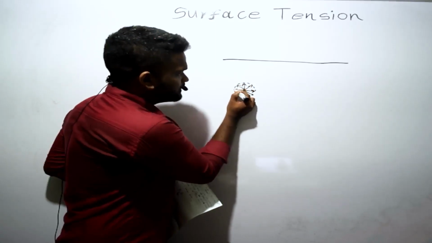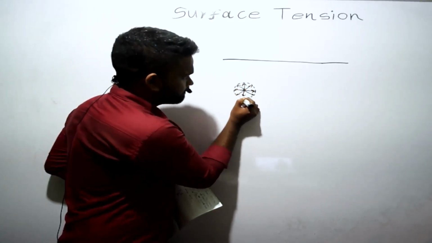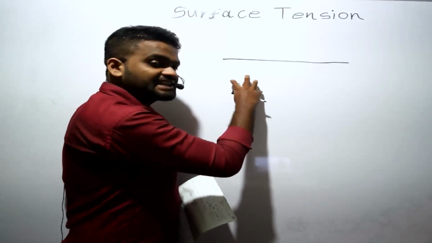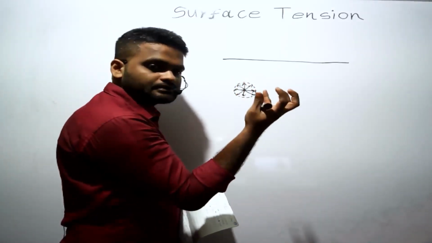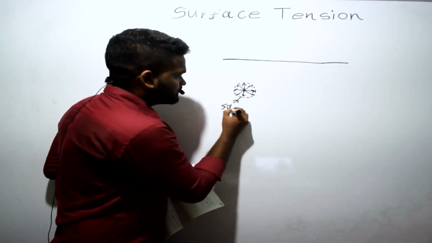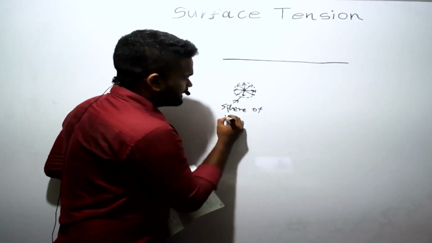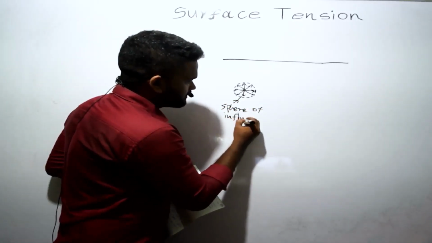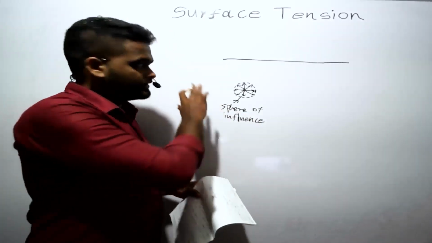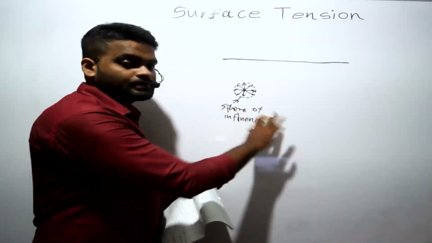Then you can draw like a sphere, right? If you can contain all those forces in a sphere, it is called the sphere of influence. Draw this with me, right? Sphere of influence.